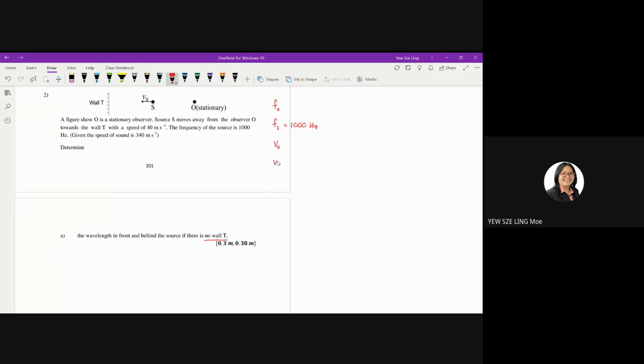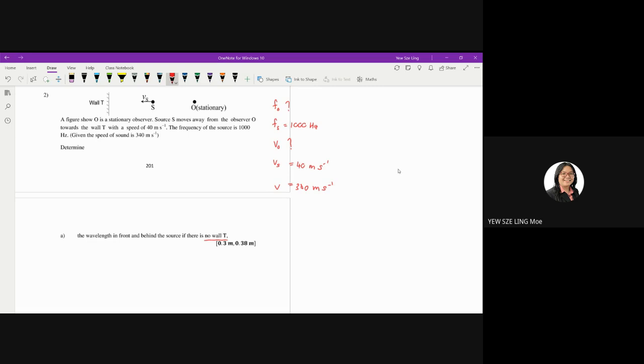And then Vs is given, the speed of source, not the speed of sound, the speed of source. So Vs is equal to 40 meters per second. And then the last one is the speed of sound, which is just V without subscript. So given 340 meters per second. So the information that I have right now is the information about the source. I don't have the information for the observer yet because I don't know who is my observer.